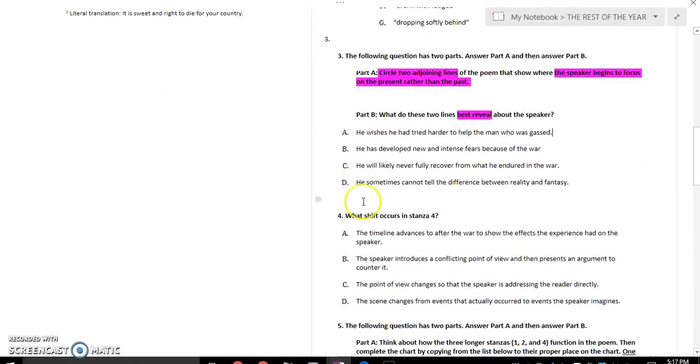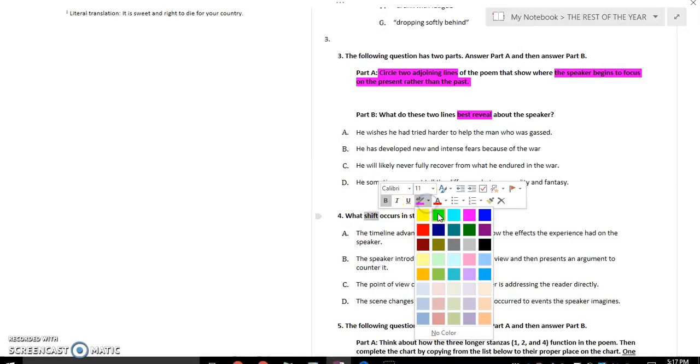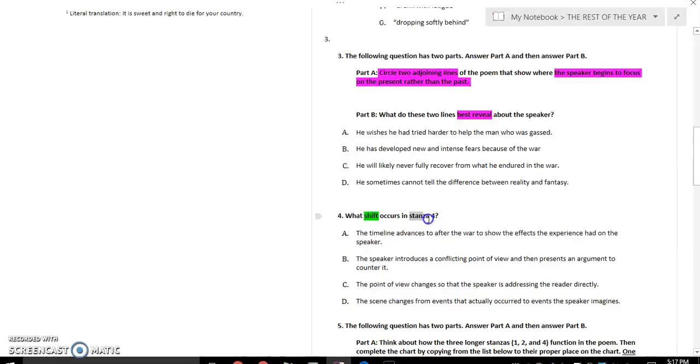Okay, and then what shift occurs? So we're looking for a shift or some kind of change. Shift in stanza 4.